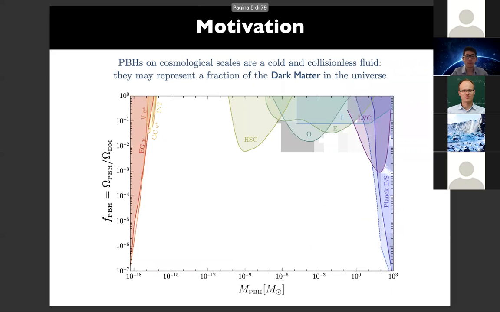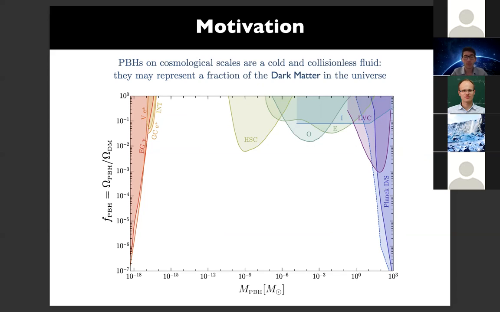The interest in primordial black holes also arises because they behave on cosmological scales like a cold and collisionless fluid, and as such, they can represent a fraction of the dark matter in the universe. So, for example, in this plot, you can see on the horizontal axis the PBH masses, while on the vertical axis you can see the present abundance of primordial black holes in the universe normalized to the dark matter one in a parameter which is called f_PBH.